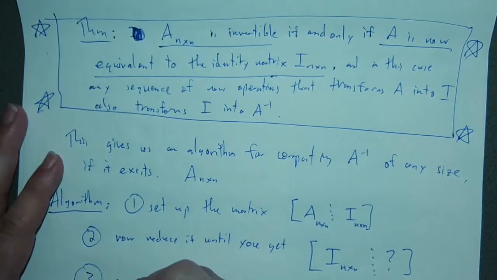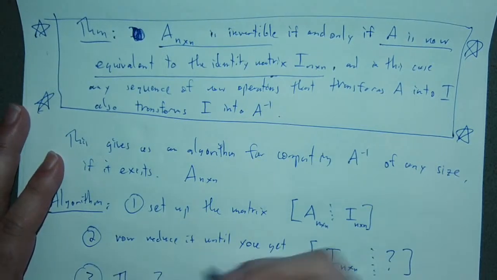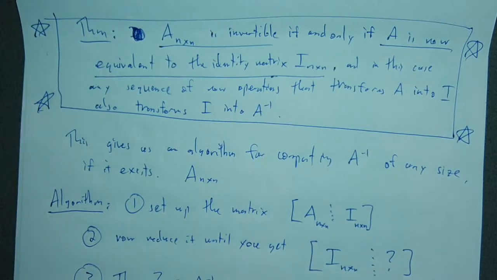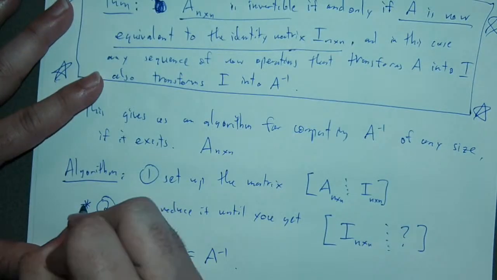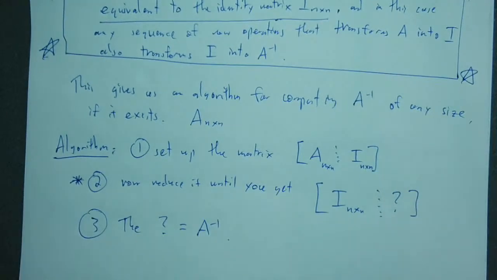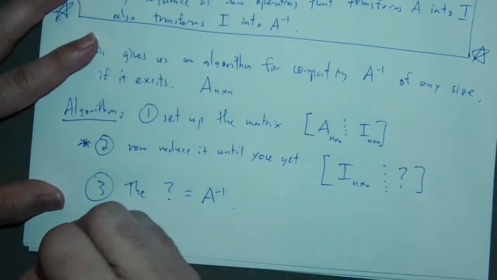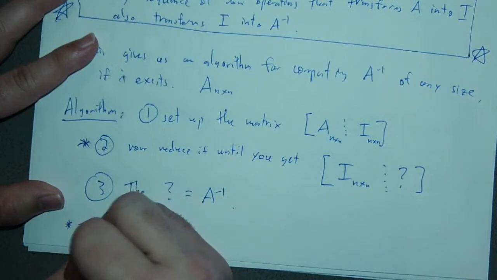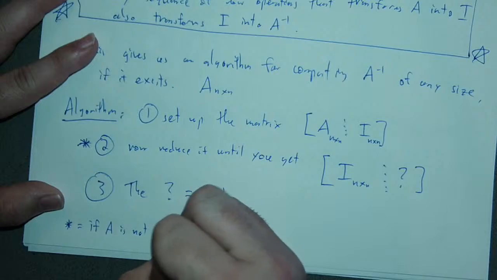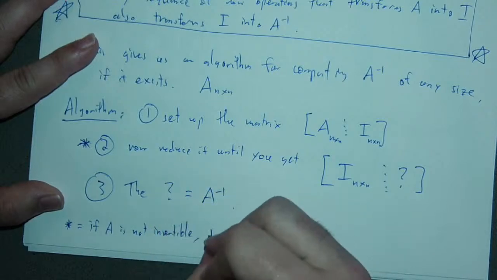3. The question mark is equal to A inverse. There's a little catch here, right? So there's a little catch. Maybe I should put an asterisk here. Okay. So this asterisk, what does this mean? The asterisk means if A is not invertible, this won't be possible.